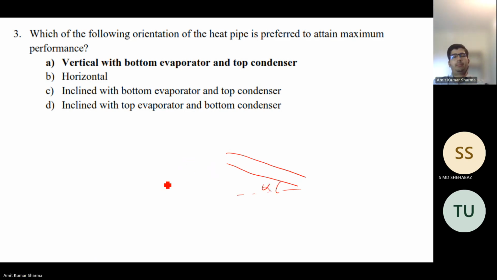Suppose this is a heat pipe, inclined at an angle alpha. The professor has derived a complete relation of the heat transfer with this alpha. From that you can understand which position is better for the heat pipe. So take 2 minutes to answer it and come up with a good reasoning.